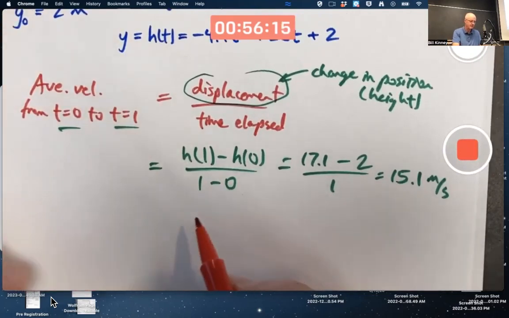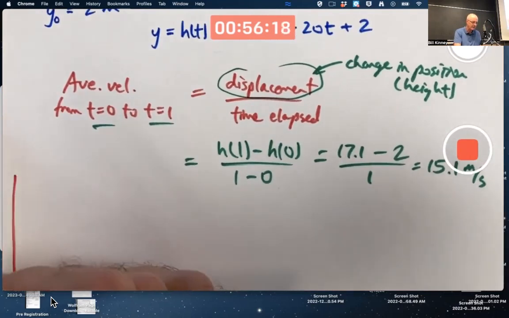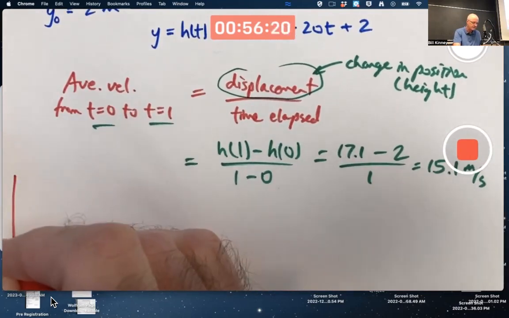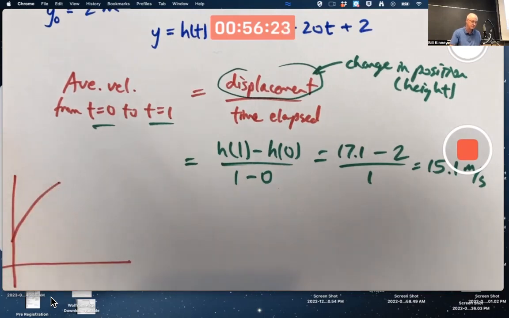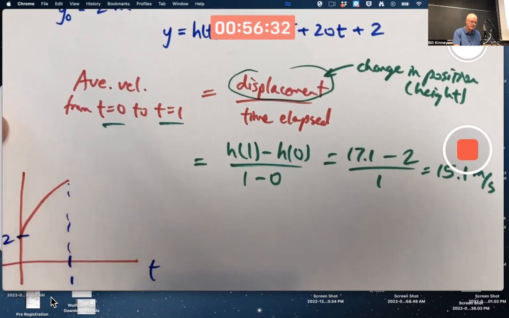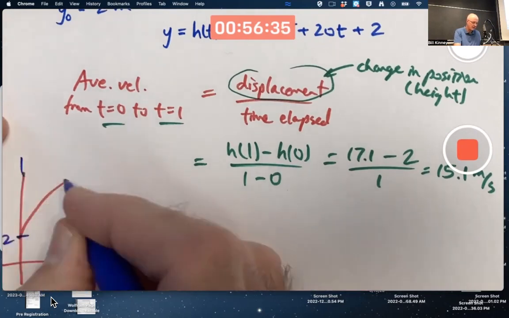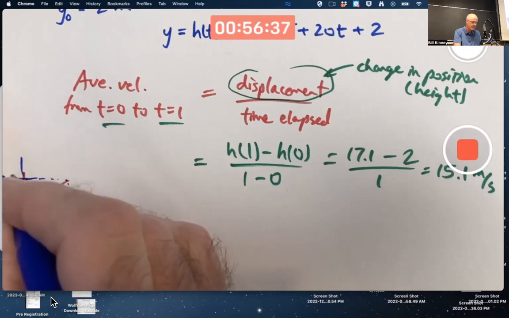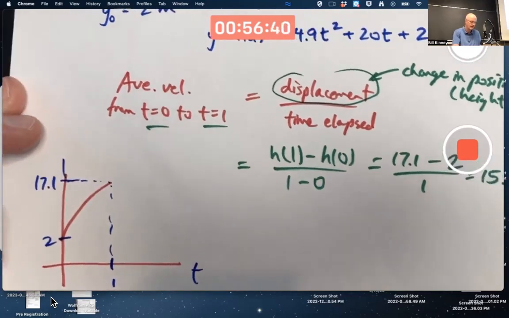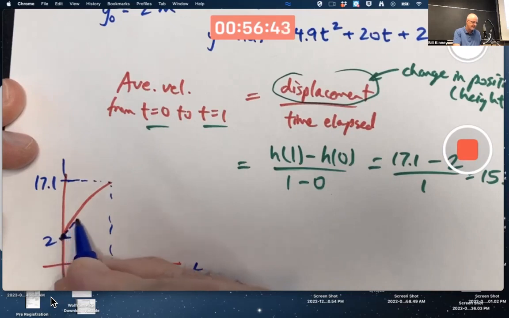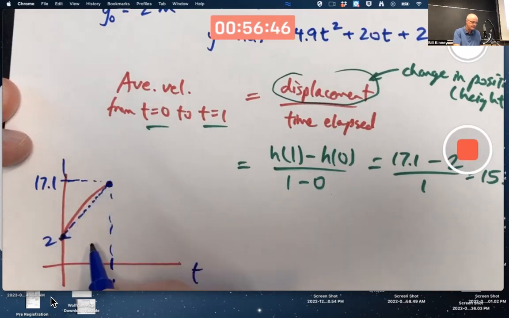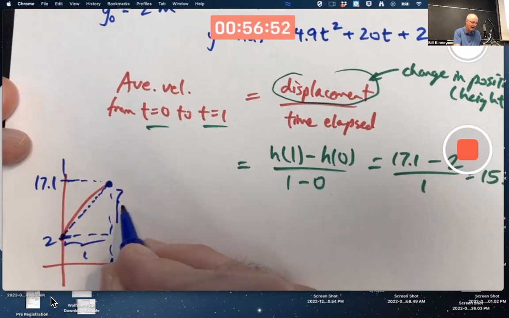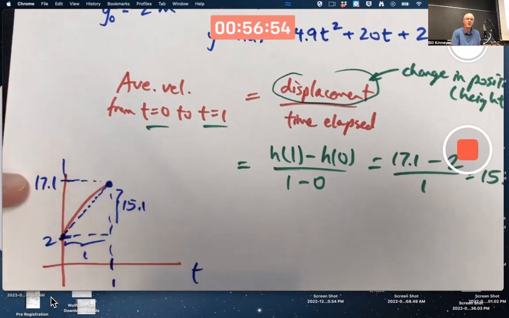This is really a difference quotient. And graphically speaking, what we're doing is finding the slope of a secant line. There's t equals 1. The height at time 0 was 2. The height at time 1 was 17.1. This is not to scale. We're after, in finding this average velocity, the slope of the secant line here. Rise over run. The run is 1. The rise is 15.1, 17.1 minus 2.